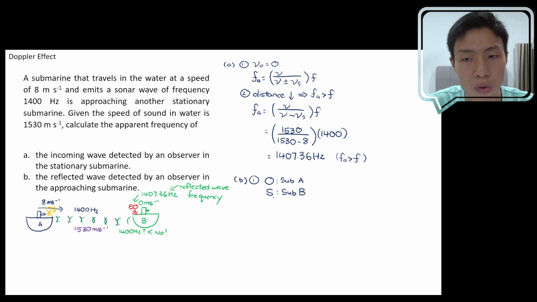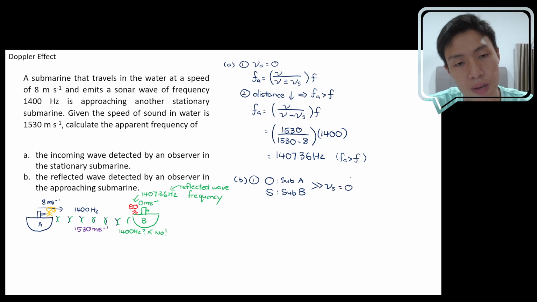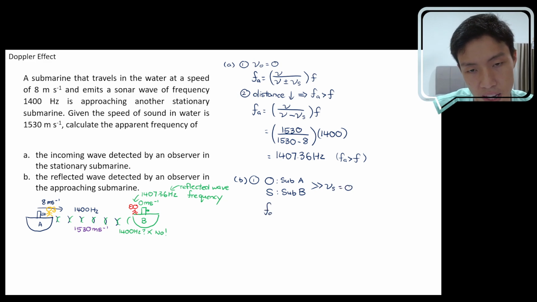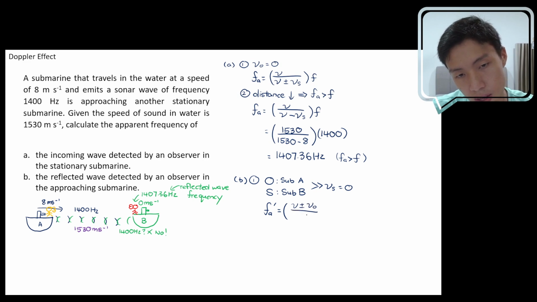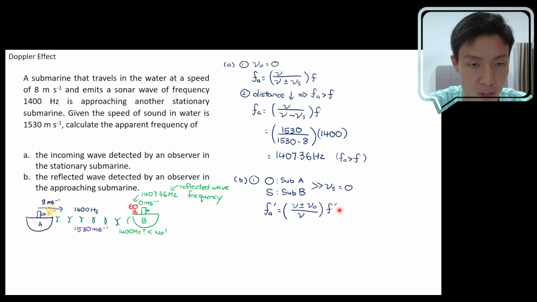Okay, so right now, who is not moving? It's the sound source that is not moving, because submarine B, which is the sound source, is not moving. Therefore, we can say that Vs is equal to 0. Because Vs is equal to 0, now equation Fa, let's put prime because it's a new situation right now. So Vs is equal to 0, so now Vo is the one that needs to be filled in. Vs will disappear. So this is the equation. This is the new Fa. This is new F because this is no longer the same 1400 from last time. This is the one that is produced by submarine B, which is 1407.36.